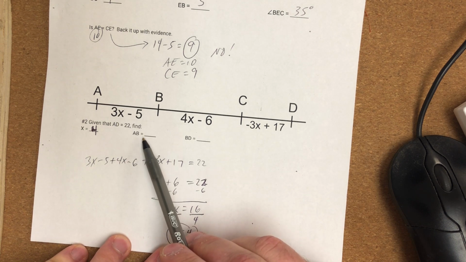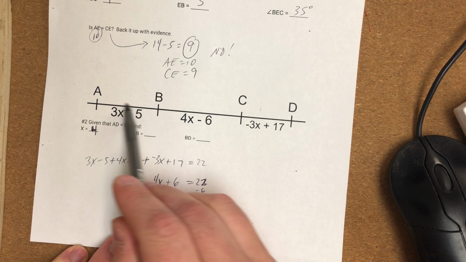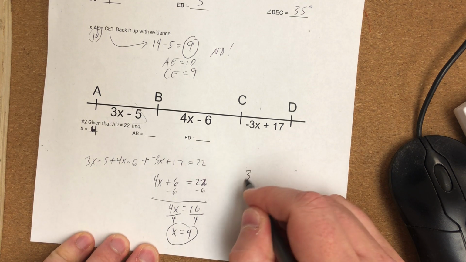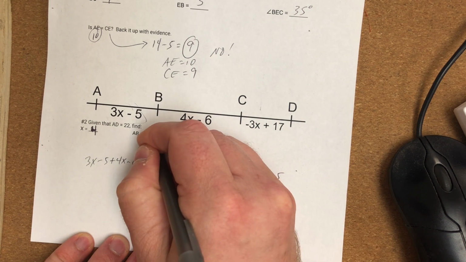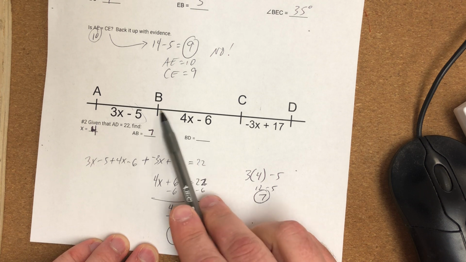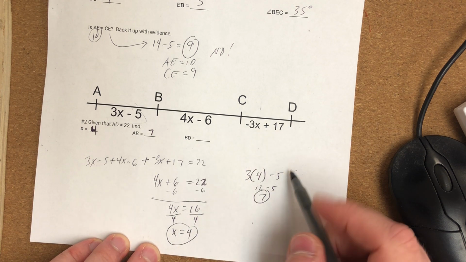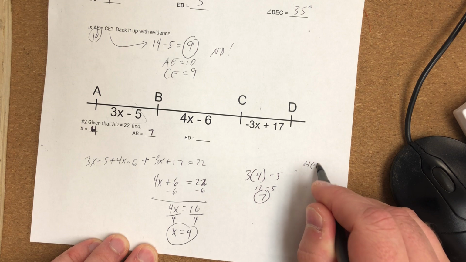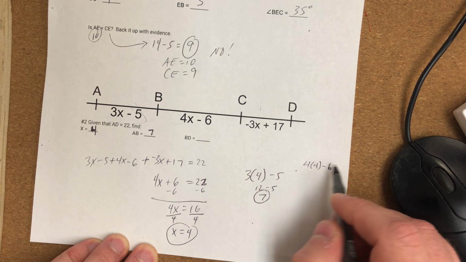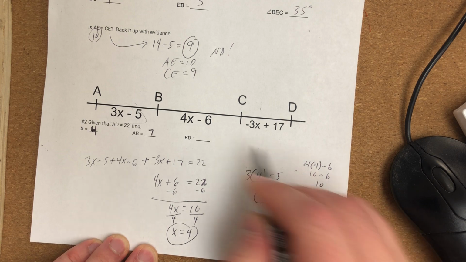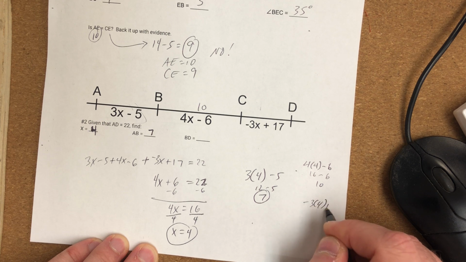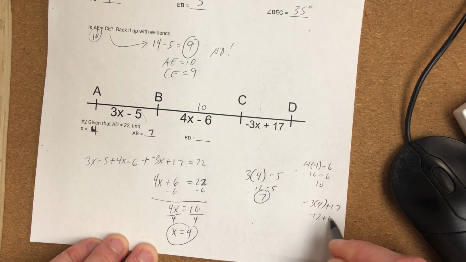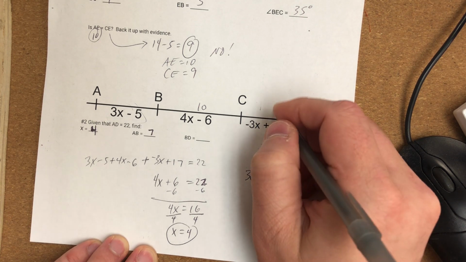Let's see, AB. It just wants to know what AB is. Well, AB is 3x minus 5, right? So I know x is 4, so we do 3 times 4 minus 5, which is 12 minus 5, which is 7. Okay, 7. And then it wants to know BD. So I could plug 4 into both of these, which is totally fine. I'm going to show you a little trick. So it's 16 minus 6. I got 10 for this piece, and then negative 3 times 4 plus 17, so it's negative 12 plus 17, and so 5.